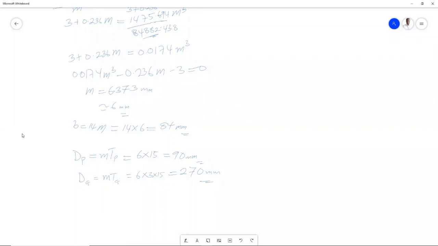So first, the face width, which is to be 14 times the module. So we can say that we have 14 times 6, which is 84 millimeters. And also we have the pitch circle diameter for the pinion, which is M, the module, times the number of teeth on the pinion, that gave us 90 millimeters. And then the pitch circle diameter for the gear, which is M times the number of teeth on the gear, and that also gave us 170 millimeters. I think that's all the information needed for this particular question.